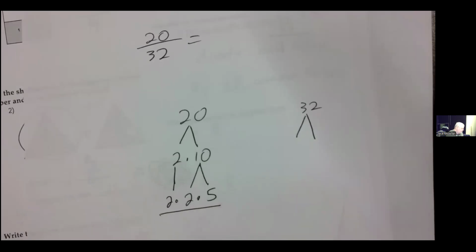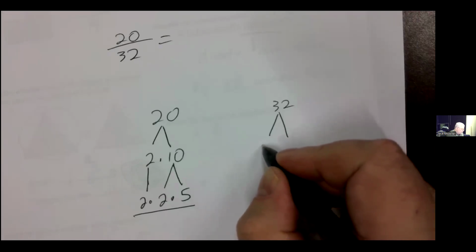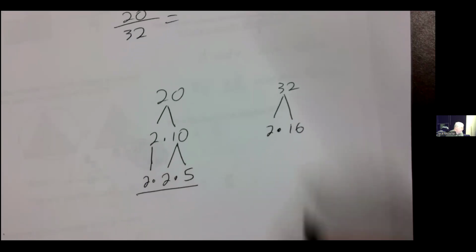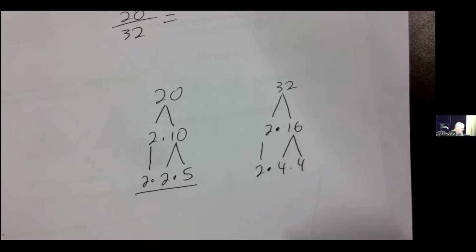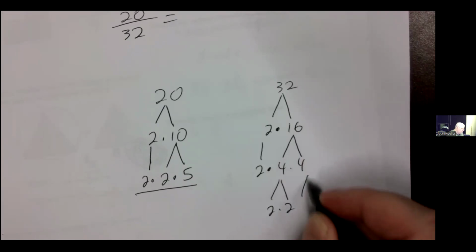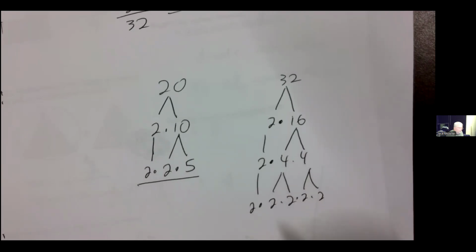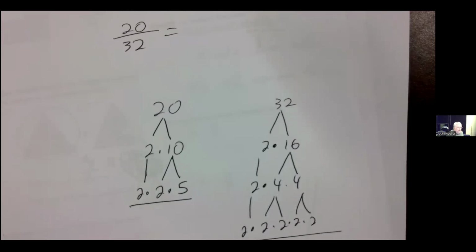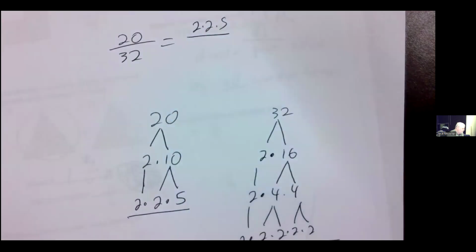So there is 20. Now for 32, it's 2 times 16, 4 times 8. I'm going to do 2 times 16. And if you wanted, you could say 16 is 2 times 8. Same time, I'm going to do 4 times 4. Bring down the 2. And then both 4 is 2 times 2. So now we have 32 working down to a bunch of primes. And so what do we do with that? Well, go back up to our fraction. We now know 20 is 2 times 2 times 5. We know 32 is 5 2's.